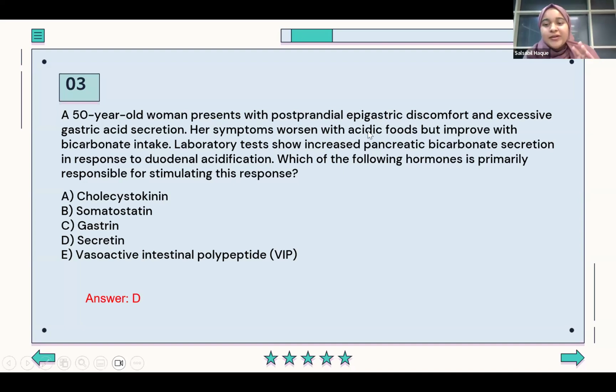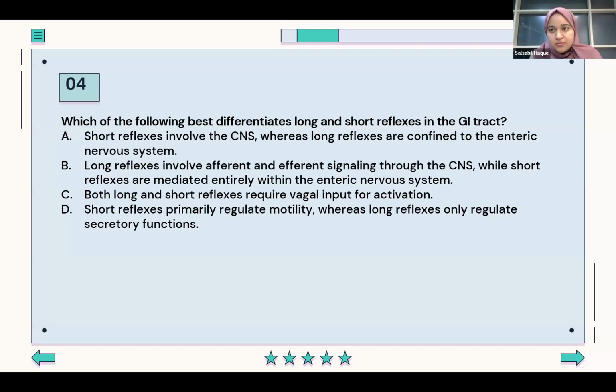The answer is D. You're right. Okay, so we went through the enzymes before, so I'm not going to spend much time on this. Next question. Which of the following best differentiates the long and short reflexes in the GIT? I'll give you a minute to answer.